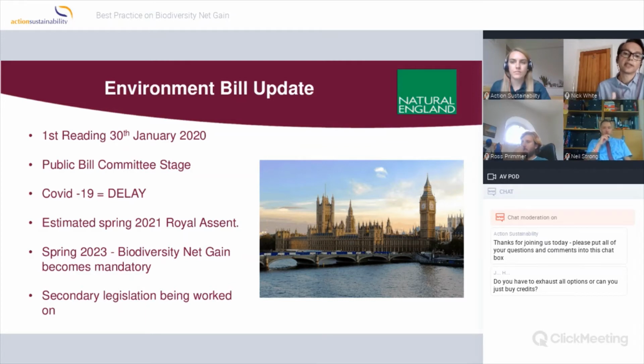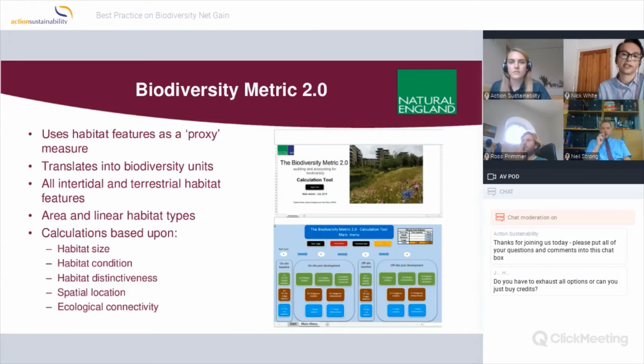The bill committee hasn't yet started rediscussing the bill, so we're expecting the bill committee stage to start picking up discussions imminently. Looking at royal assent in spring 2021, which would mean with a 2-year transition that it becomes a mandatory requirement in spring 2023. Meanwhile, a lot of the bill comprises secondary legislation, which government is currently working on, and some elements of that will be consulted on next year. So something to look out for next year.